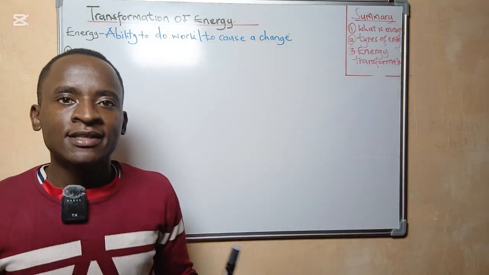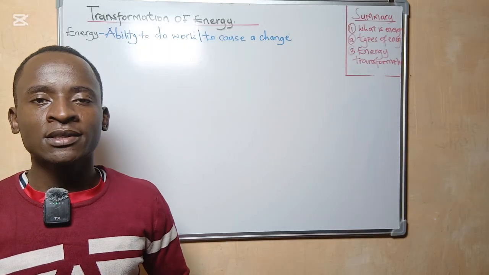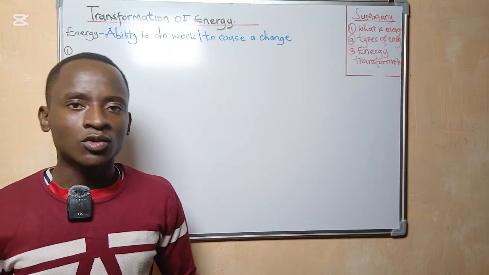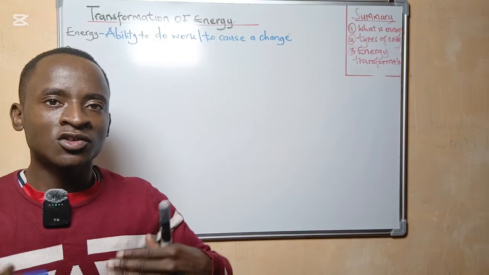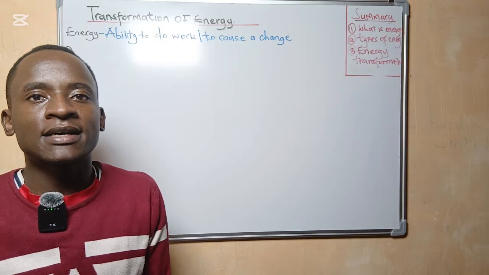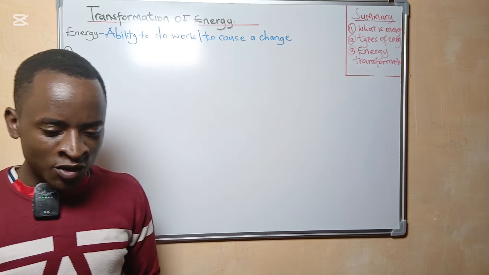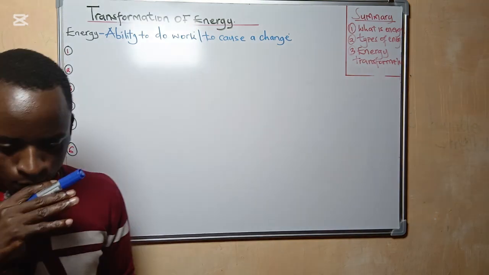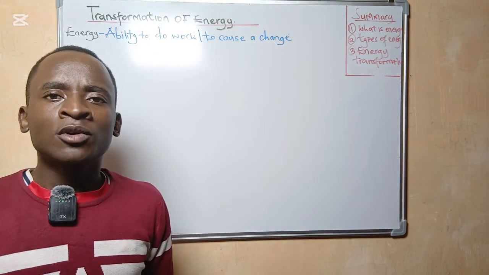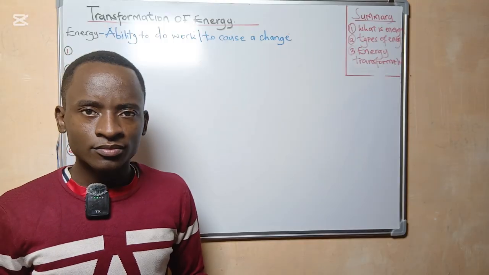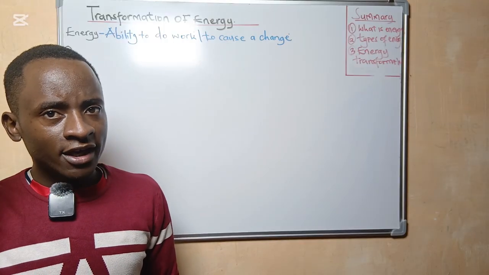So energy is the ability or capacity to do work or to cause a change. The capacity to perform a particular task. This is what we mean by energy. And let me use this example. For you to be able to read a book, you need to engage your brain.